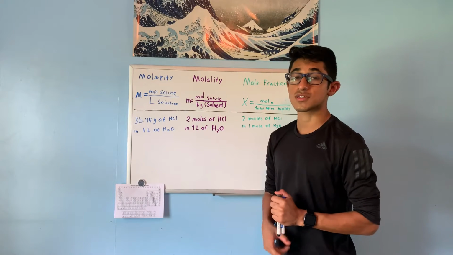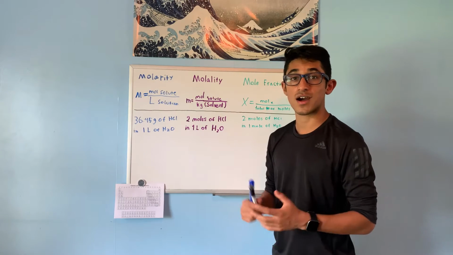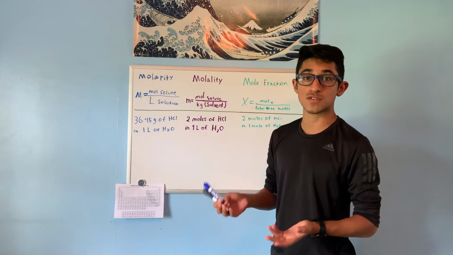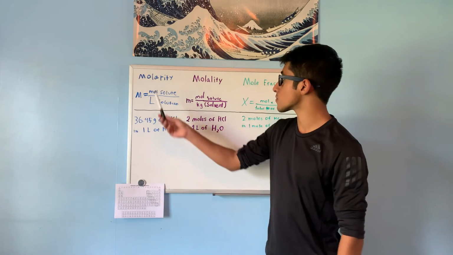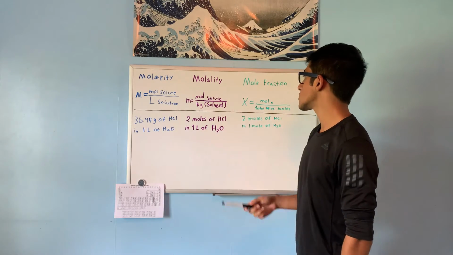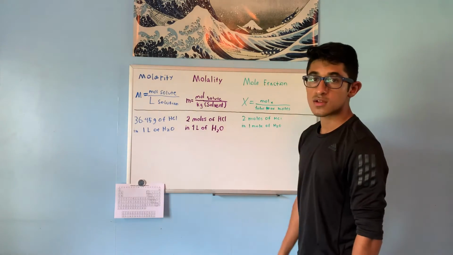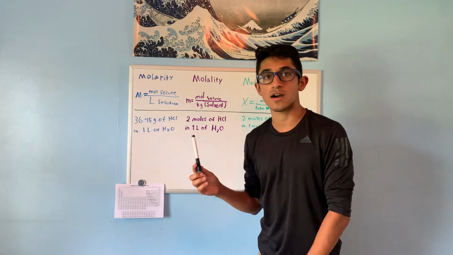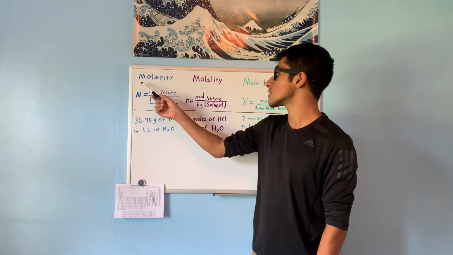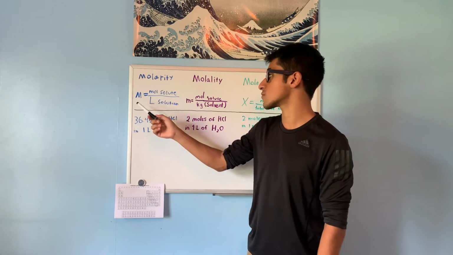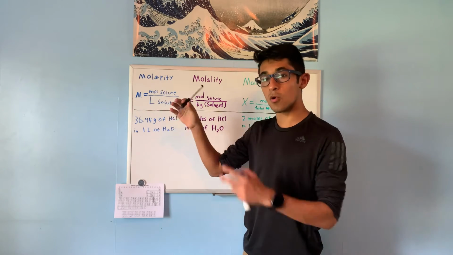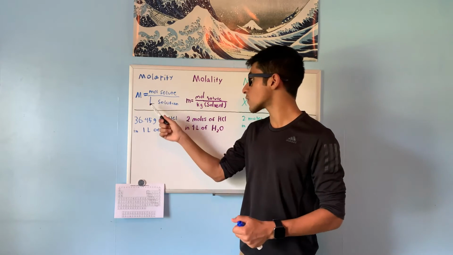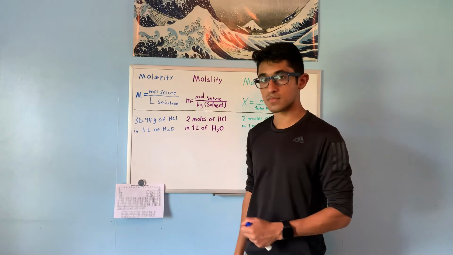When studying solutions, it's often important to find the concentration of solute dissolved in solution. And there are three major ways to calculate this. You can use molarity, molality, or molar fraction. The first and most common way to calculate concentration is molarity, and it is given with the unit capital M, and is defined as the ratio of the moles of solute over the liters of solution.